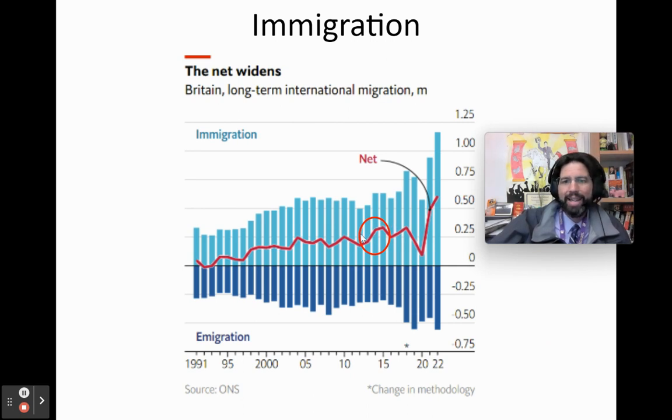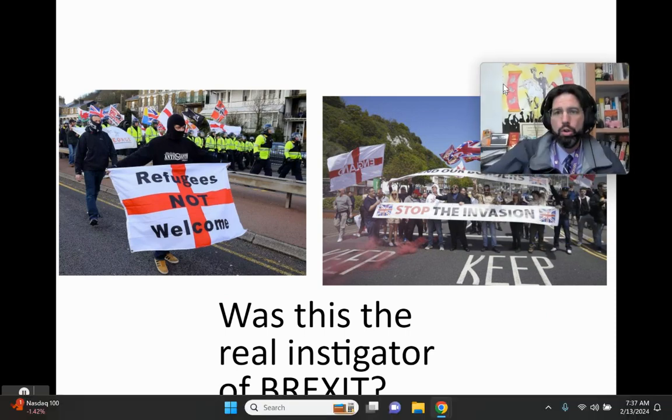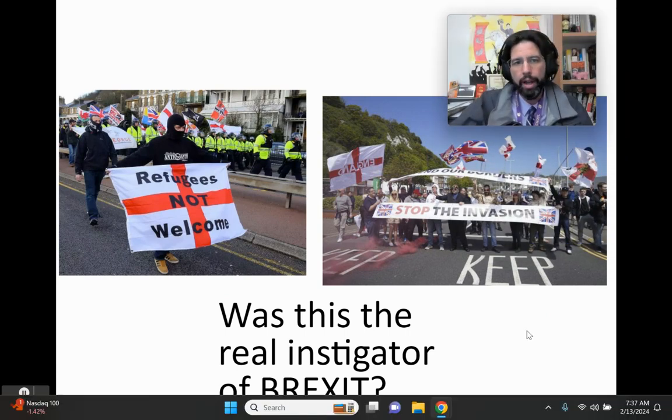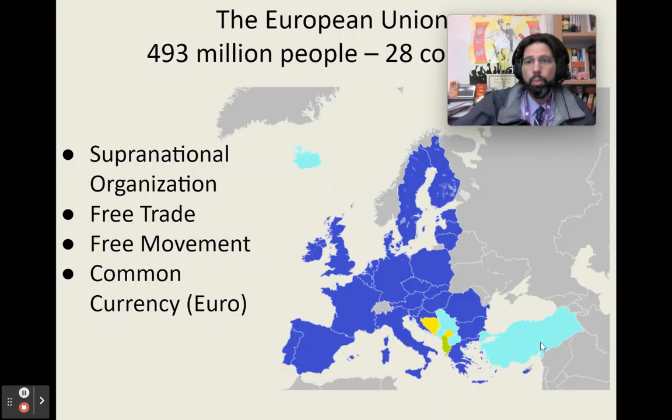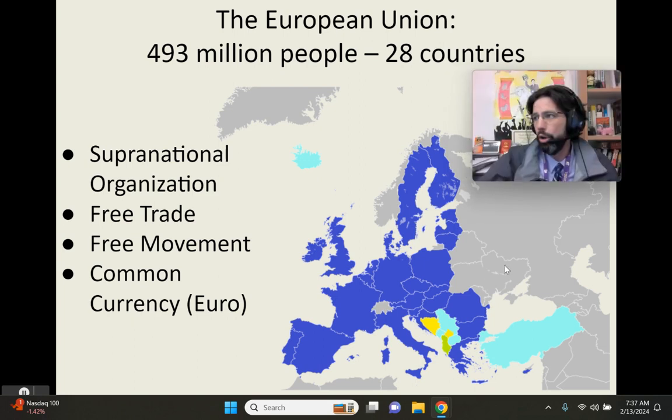A lot of it is around here. This is the 2010s, when you get a lot of Syrians and North Africans coming in after a lot of brutal wars and civil conflicts. And of course, that led to an enormous amount of protest, especially in England. And a lot of people think this is why Brexit actually happened. And of course, what is Brexit? This is the European Union.